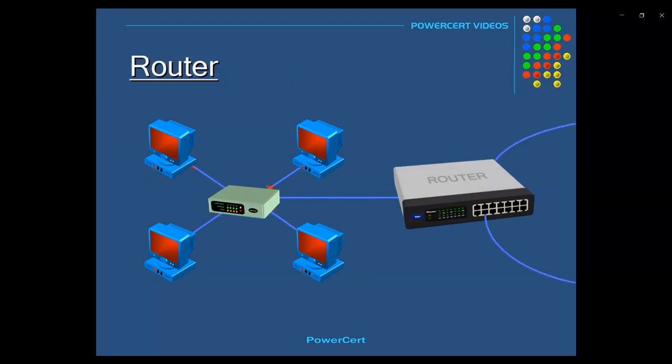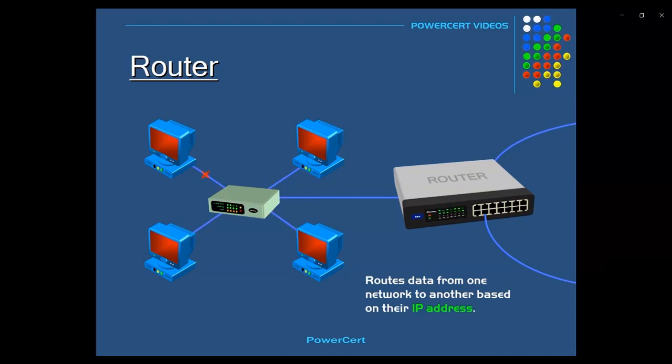Now, a router does exactly what its name implies. A router is a device that routes or forwards data from one network to another based on their IP address. When a data packet is received, the router inspects the data's IP address and determines if the packet was meant for its own network or for another network. If it is meant for its own network, it receives it. But if it's not, it sends it off to another network. So a router is essentially the gateway of a network.